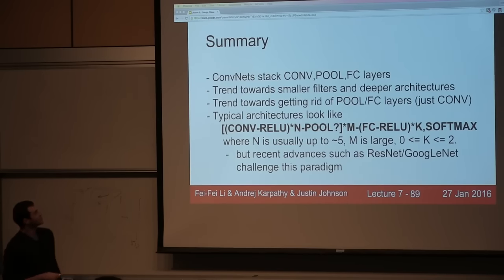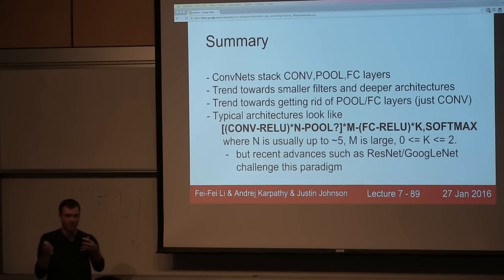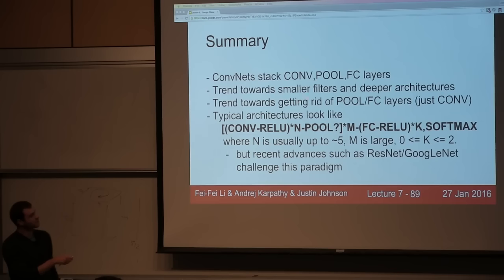So, summary: we have these conv and pool layers. There's a trend towards getting rid of the pool and fully connected layers. We're eventually going to end up with networks, I think, that are purely conv, and the way you do spatial reduction is by doing stride 2 convolutions instead of max pooling. There's a trend towards smaller filter sizes like 3 by 3, but with many more layers and greater depth. A typical architecture for now looks like conv, relu, sometimes pool, and then fully connected layers maybe at the end, and a softmax at the end, with some guidelines based on what you've seen.